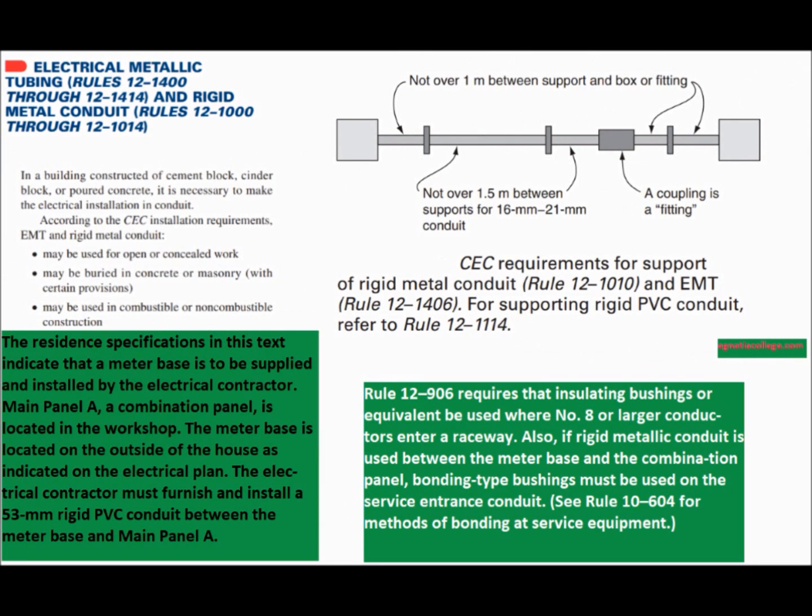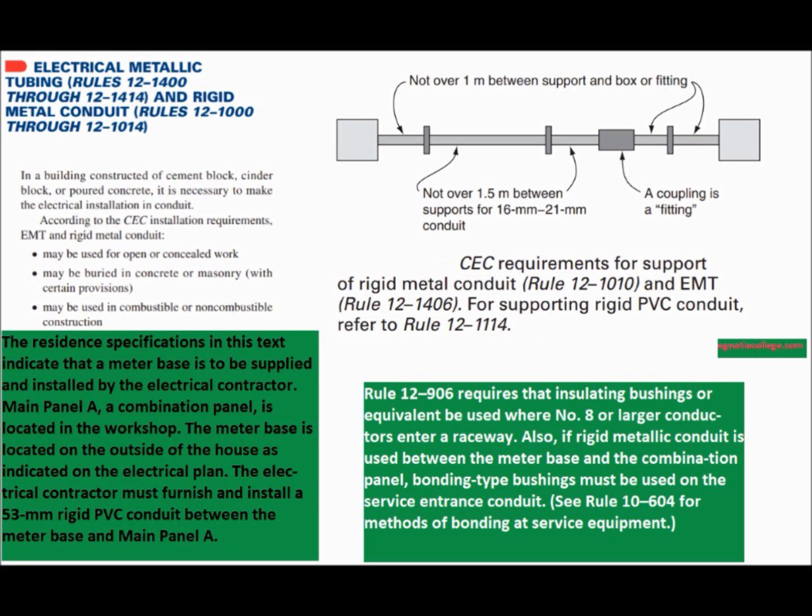Electrical metallic tubing and rigid metal conduit. In a building constructed of cement block, cinder block, or poured concrete, it is necessary to make the electrical installation in conduit. According to the CEC installation requirements, EMT and rigid metal conduit may be used for open or concealed work. May be buried in concrete or masonry with certain provisions. May be used in combustible or non-combustible construction.